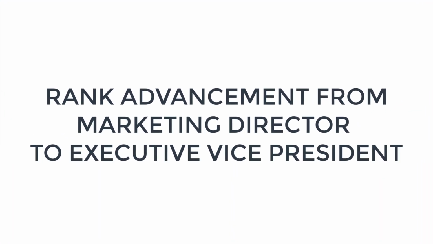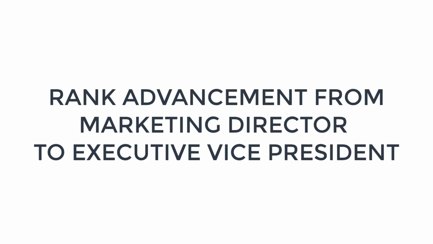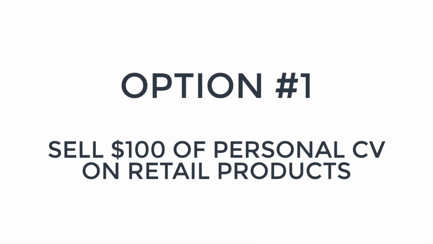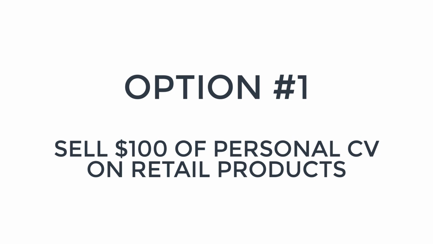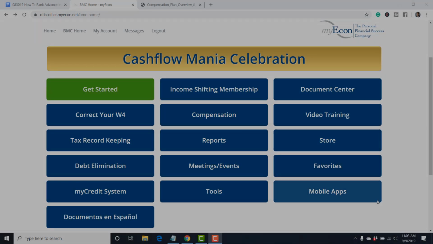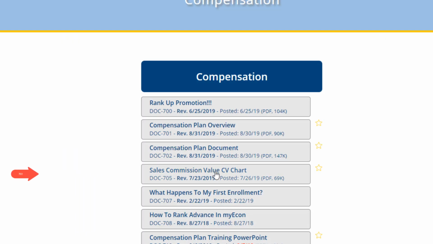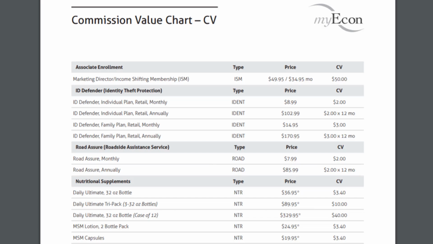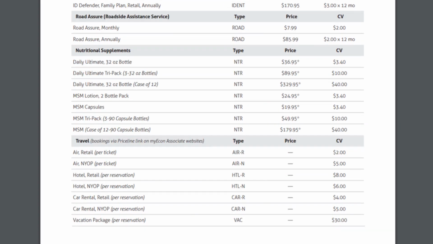To advance from marketing director to executive vice president, you have two options. Option number one, sell $100 of personal CV on retail products. See document 705, commission value chart, to learn how much CV is awarded to each product.